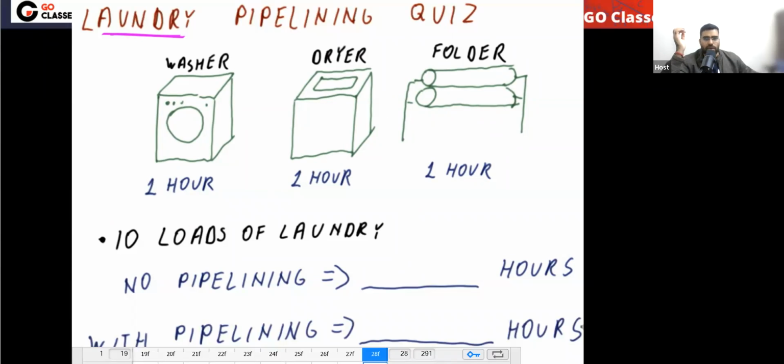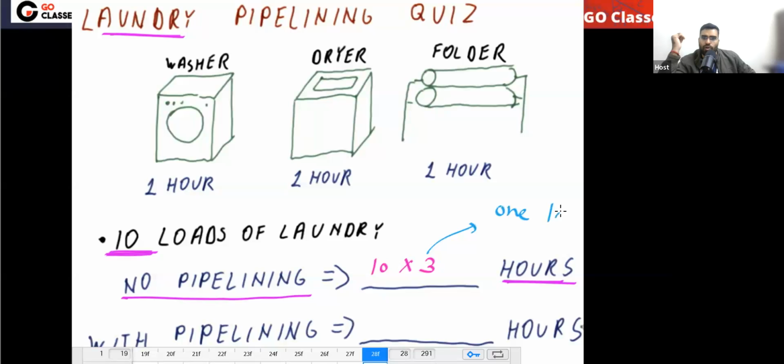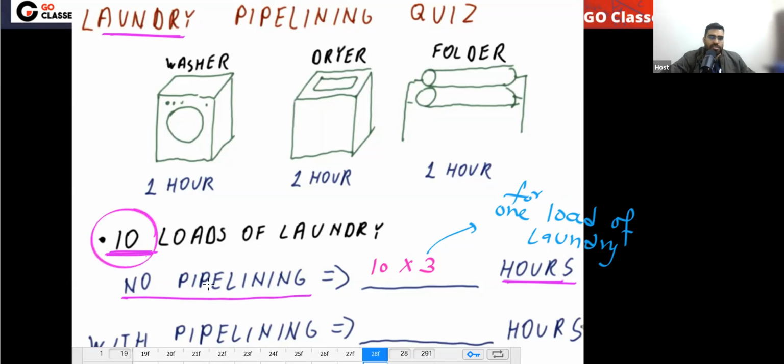Now, if there is no pipeline, how much time will you need? For 10 loads of laundry, you will need total 3, 4... This is for one load of laundry. So now you tell me, with the pipeline, how much time will you need?